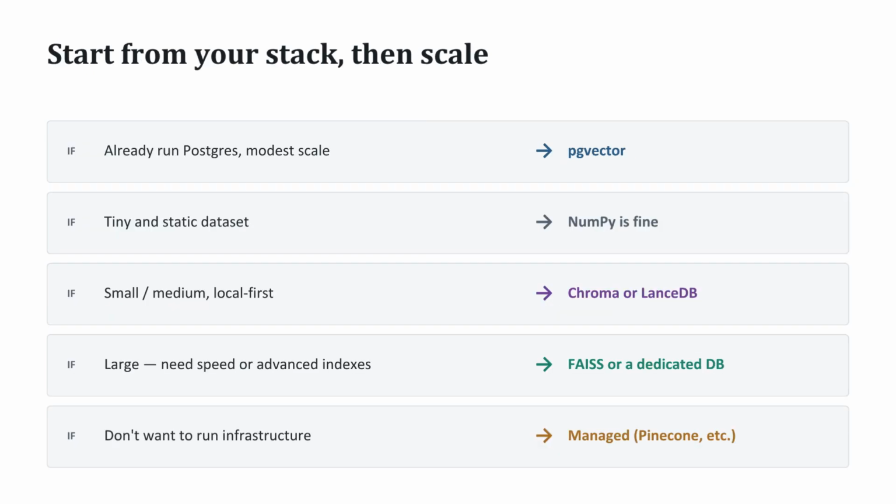So let me just boil the whole thing down. If you're already on Postgres, you have to use pgvector. Tiny and static? Then go for NumPy. It's genuinely fine. If you have small or medium and want it local, the answer is Chroma DB. But if you have big and you need real speed, now we are talking FAISS or a dedicated database. Don't want to touch infrastructure at all? You can go managed, like Pinecone. And notice FAISS is not the default anymore. It's a specific answer to a specific problem, which is exactly what it should have been the whole time.